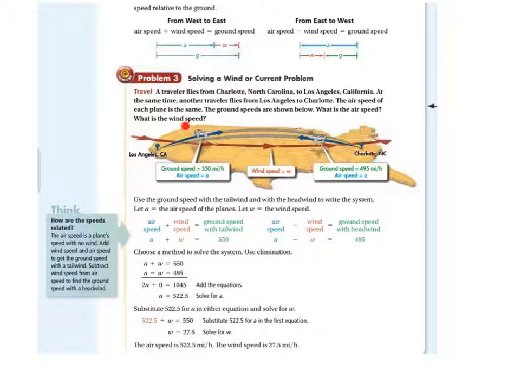Now I kept that up at the top so you can refer to that as we're working here. And here's a cool graphic showing how that works. It says a traveler flies from Charlotte, North Carolina to Los Angeles. Notice that's going west, so of our graphics up here, that's where the wind's pushing against you. At the same time, another traveler flies from LA to Charlotte. Hopefully they don't run into each other. This time, this is the one up here where the wind is pushing you. The ground speeds are shown below. What is the air speed? So you've got to go back and calculate how fast they are actually going, the air speed versus the ground and then the wind pushing for or against them.